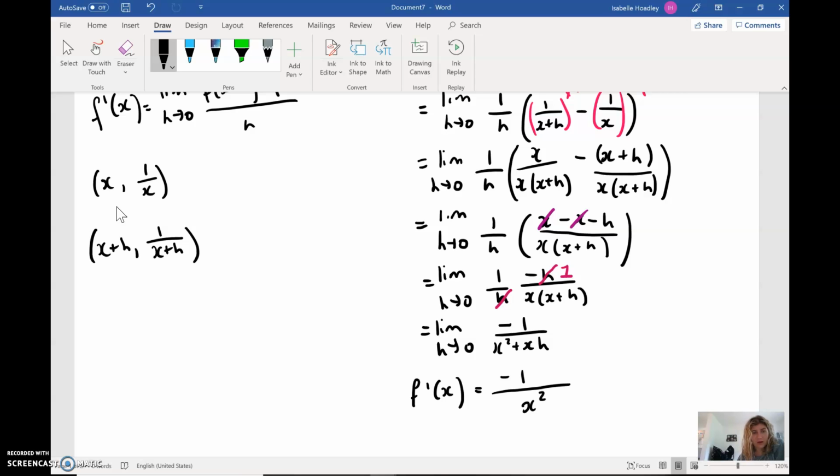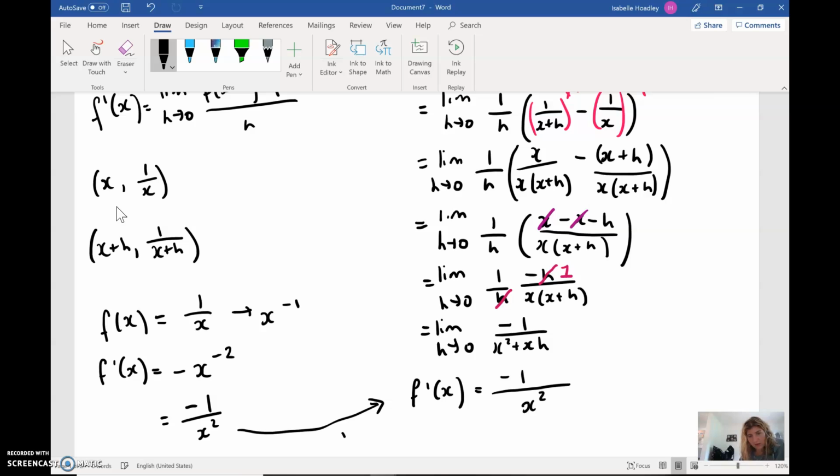Now for those of you that are familiar with the power rule, if we know that f of x equals 1 over x, that's the same, using our index laws, as saying x to the power of negative 1. So when we're taking our derivative, we bring that power down to the front, we subtract 1, so that becomes negative 2, and then we can put it back in a fraction, so that becomes negative 1 over x squared, and we can see that they are exactly the same, so we're happy with that.